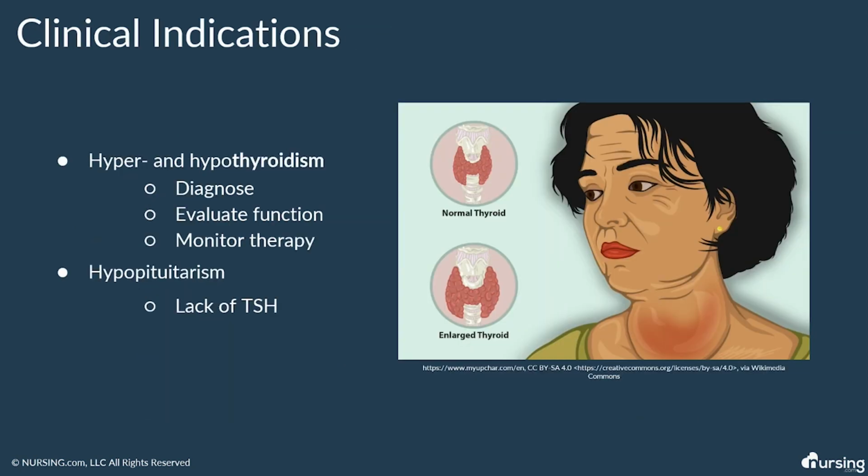Some clinical indications for why this lab would be drawn are to evaluate and diagnose hyper and hypothyroidism. It's also used to monitor to see if therapy is working. It can also be used to monitor or look at the functionality of our pituitary gland, particularly in hypopituitarism. That means that there's a lack of TSH. And if there's not enough TSH, is there going to be enough T3, T4? Probably not, right? We remember how hormones work.